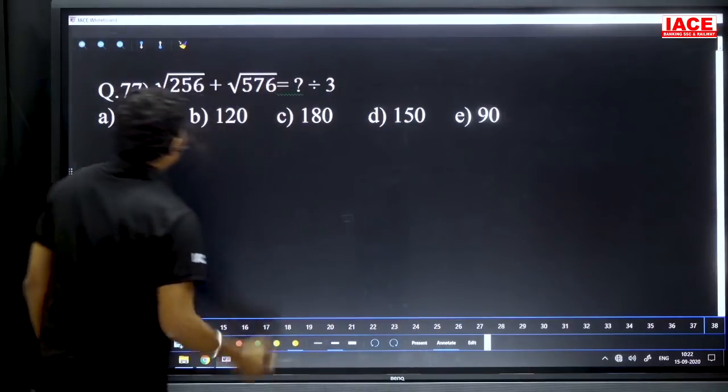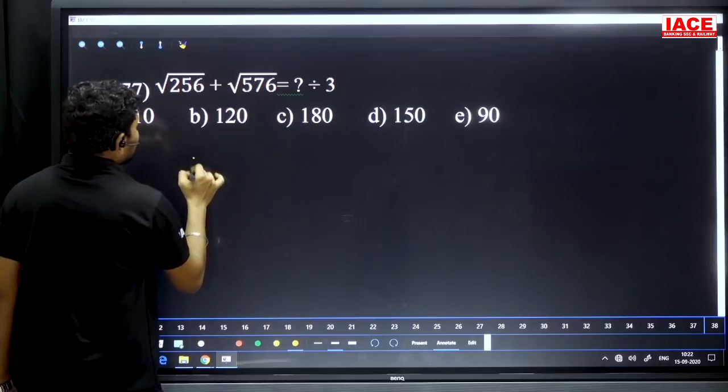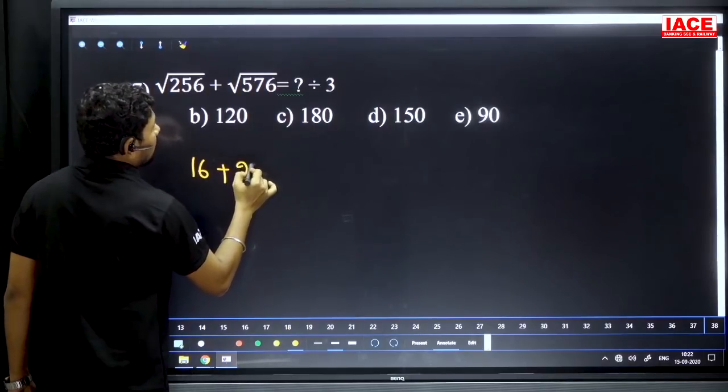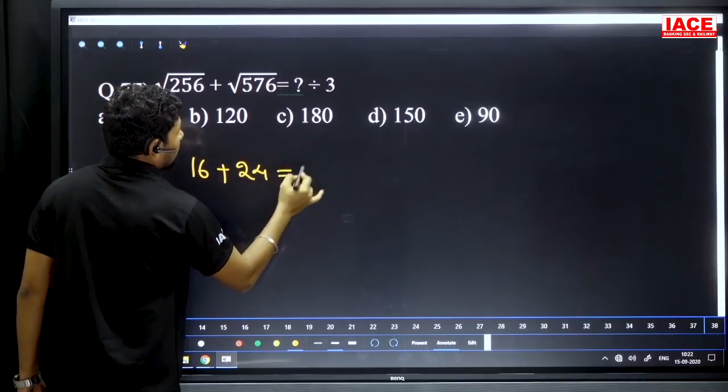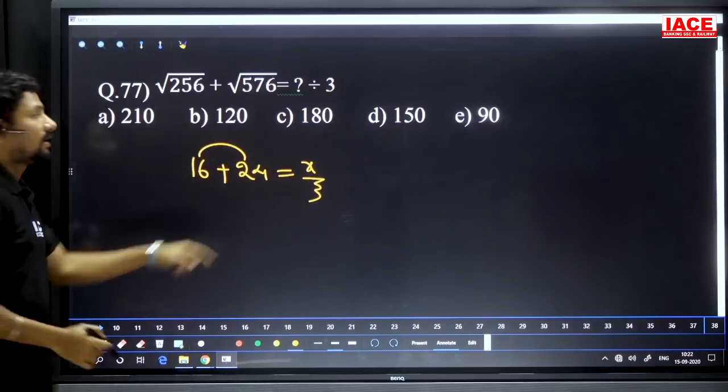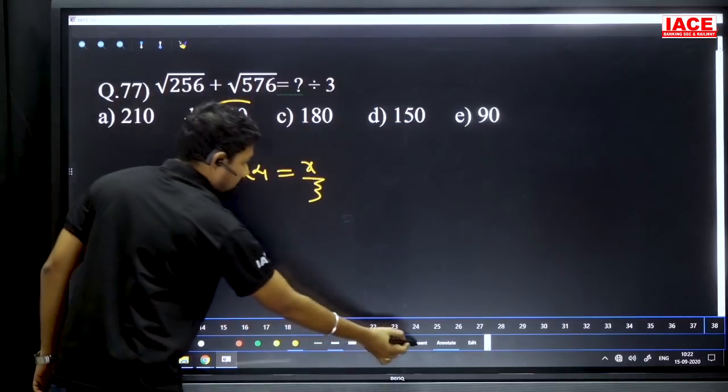It is a direct question. Root of 256 is equal to 16 plus root of 576 is equal to 24, x divided by 3. It is 16 plus 24 is 40. 40 into 3 is equal to 120. Option B.